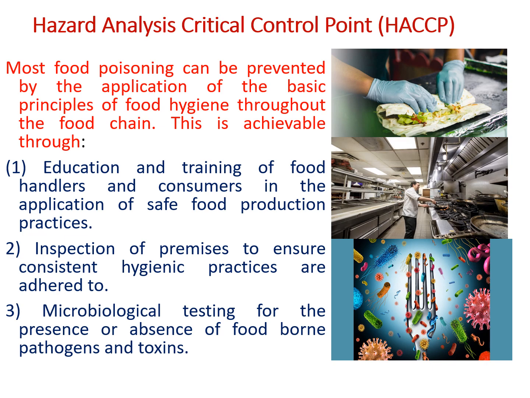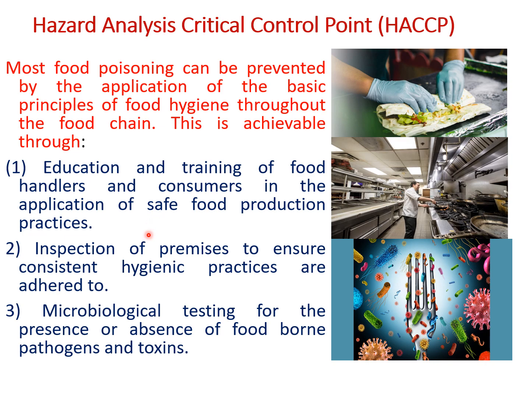Food safety management also includes hazard analysis critical control point, that is HACCP. So if food hygiene is maintained, we can prevent food poisoning. And this is the main principle of food hygiene and it has to be maintained throughout the food chain. This is achievable by following a few things.